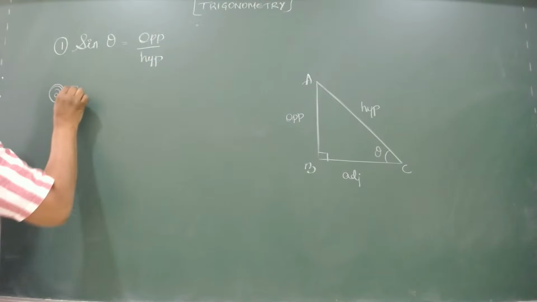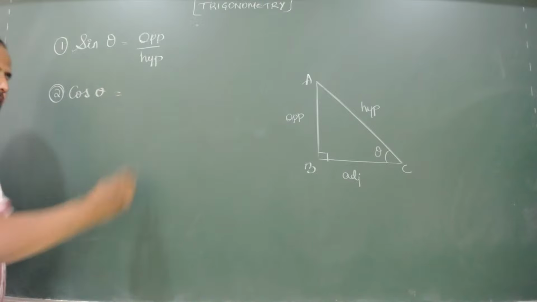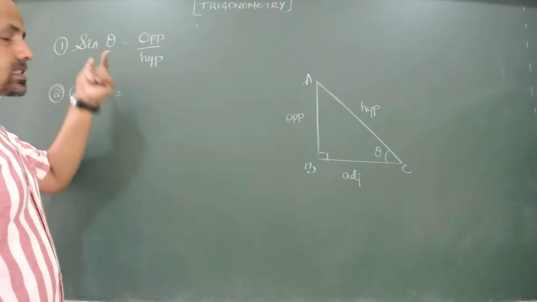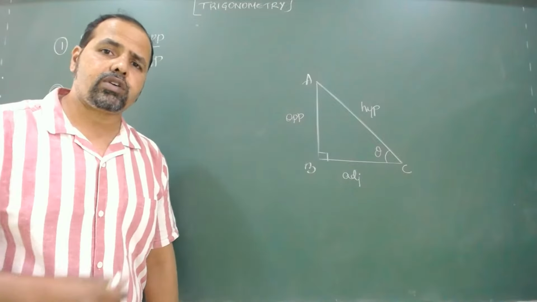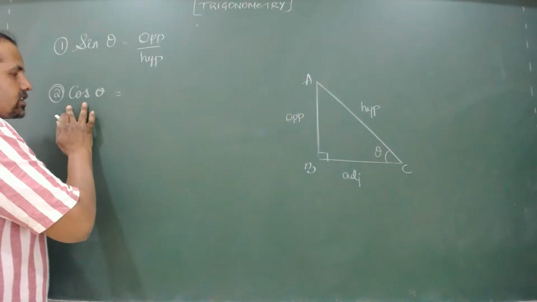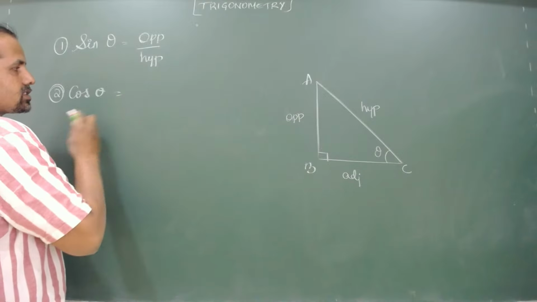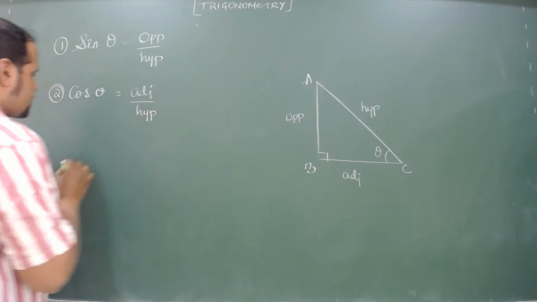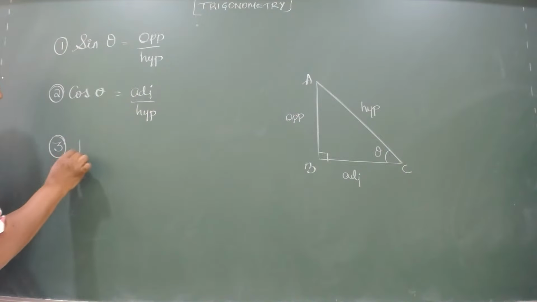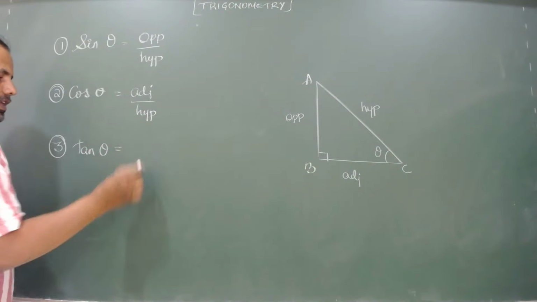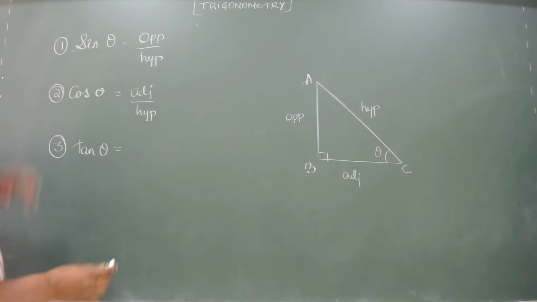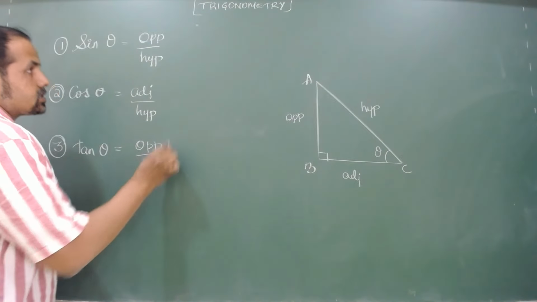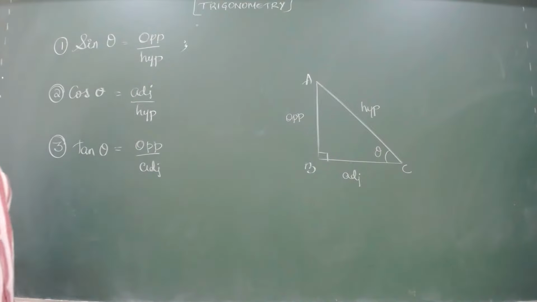Then comes cos theta, cosine. Sine is S-I-N-E, but in short we will write it as sin theta. Cosine, C-O-S-I-N-E, in short we write it as cos theta, which is nothing but adjacent by hypotenuse. The third is tan of theta, which is nothing but the ratio of sine and cos, which is opposite by adjacent.